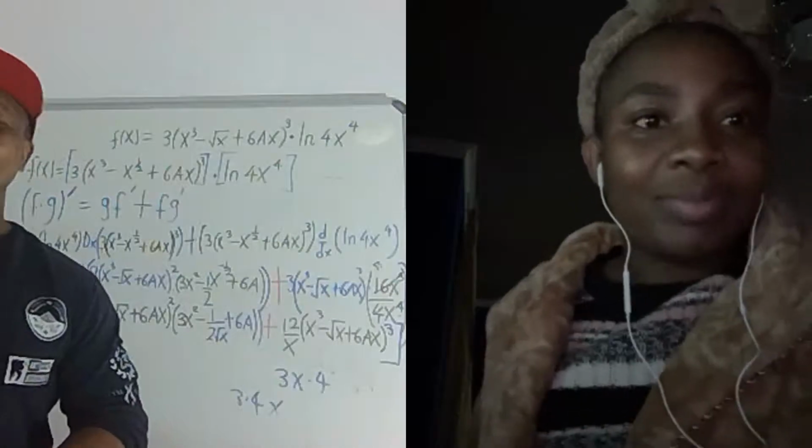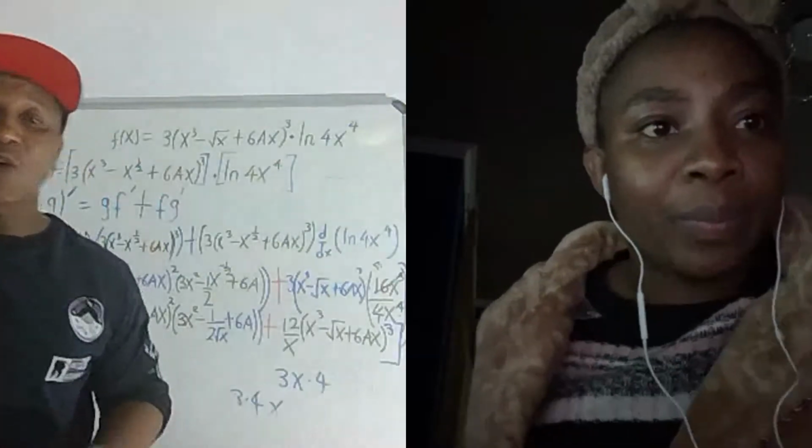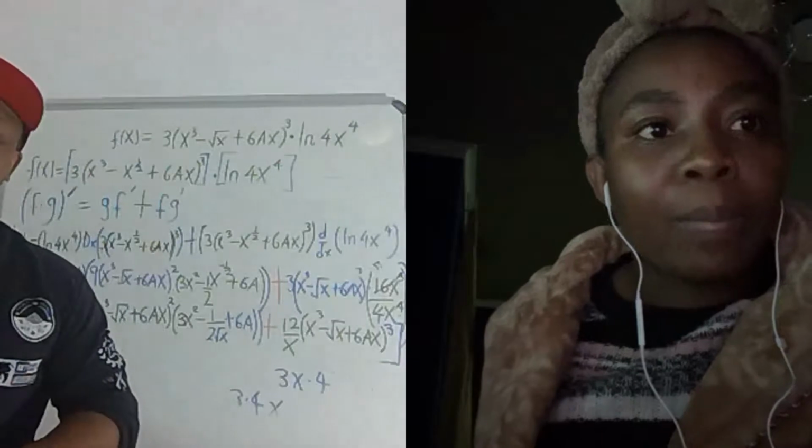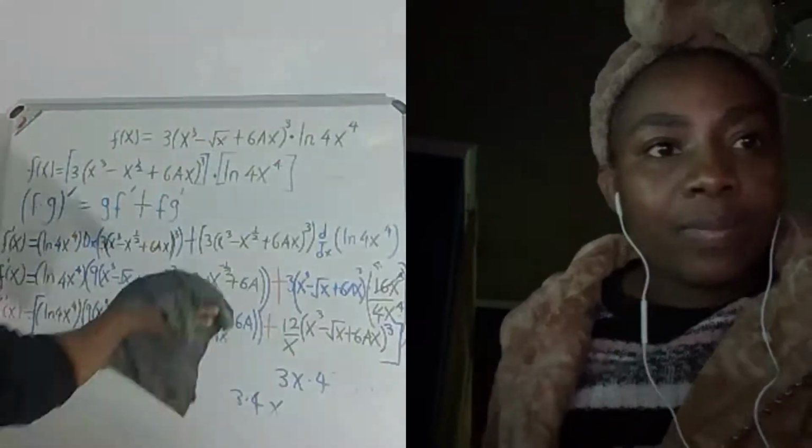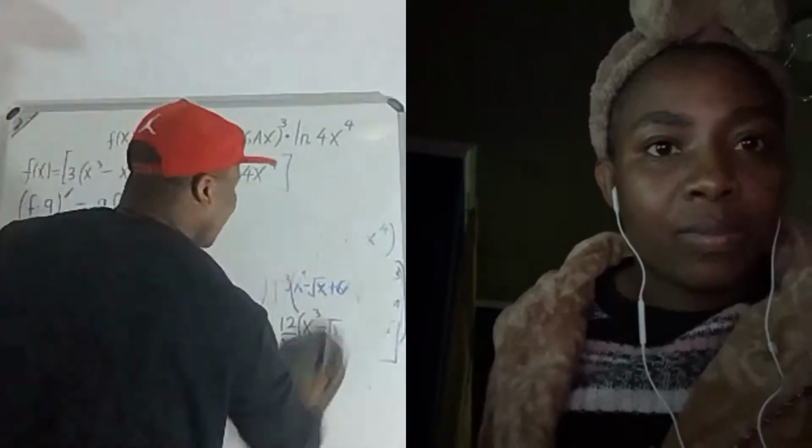Assignment two was hard because you don't know the rules. Let's get now to division, the last one, quotient.